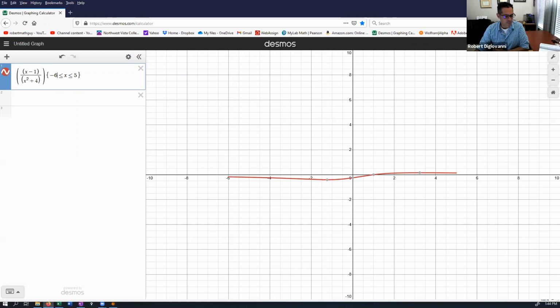Think about this. Let's go negative 6 to positive 6. So we want to find the absolute max and min of the function x minus 1 over x squared plus 4 on the interval negative 6 to 6. I want to find the global max and the global min, or the absolute max and min.